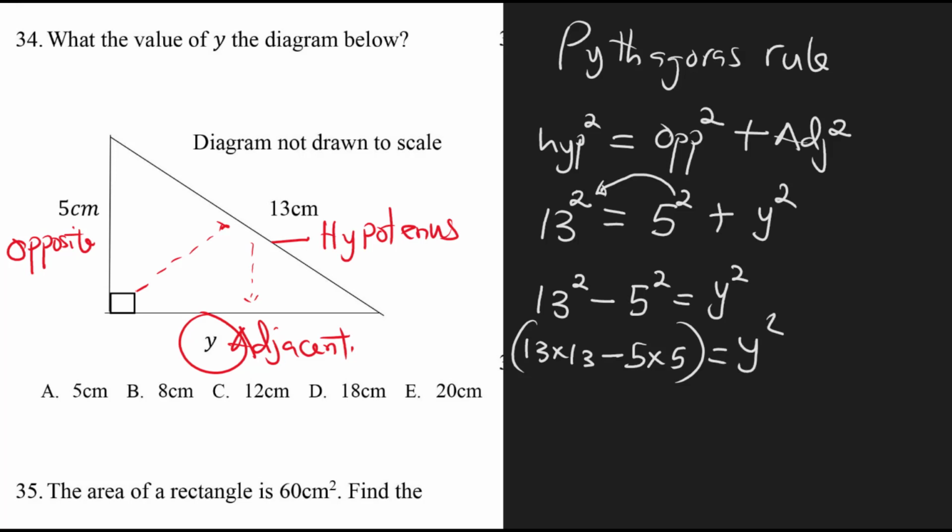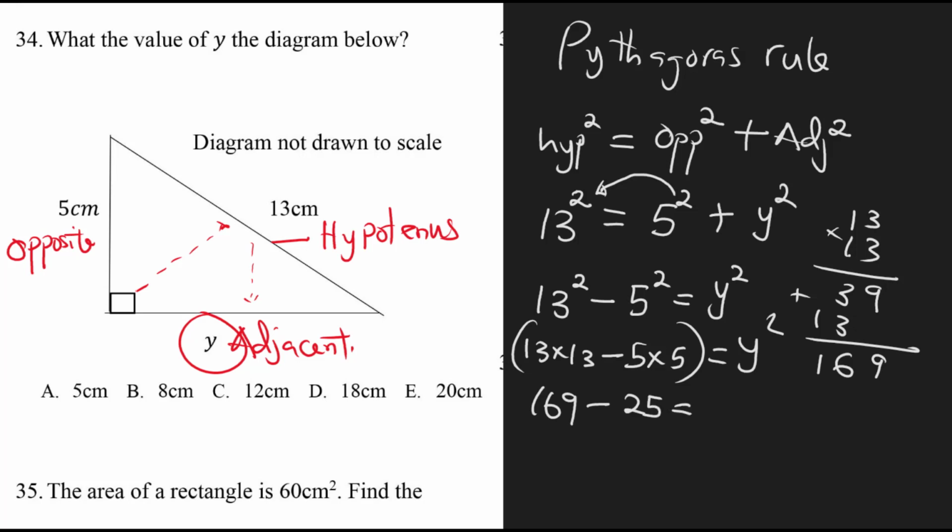And 13 times 13, let's multiply up here. We have 13 times 13. 3 times 3 is 9. And 3 times 1 is 3. Then 1 times 3 is 3. And 1 times 1 is 1. So add it. We're going to have 9. 3 plus 3 is 6. And we have 1. So we have 169 minus 5 times 5 is 25, is equal to y square.